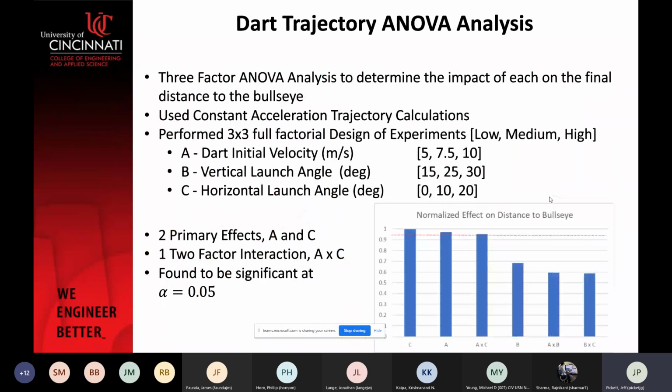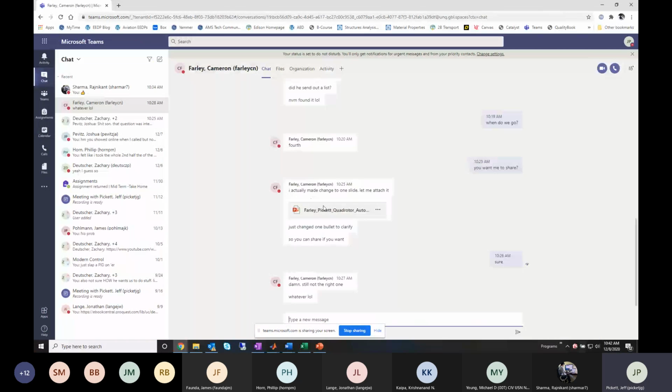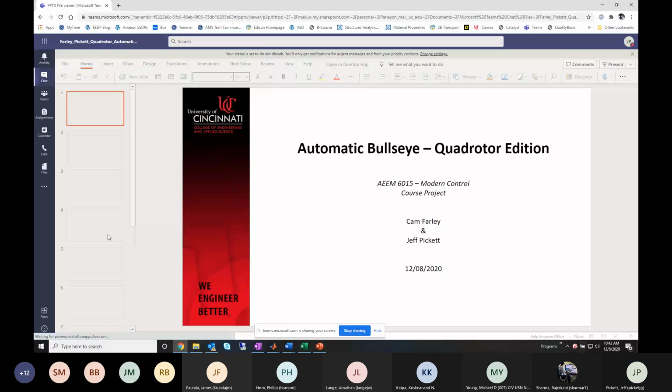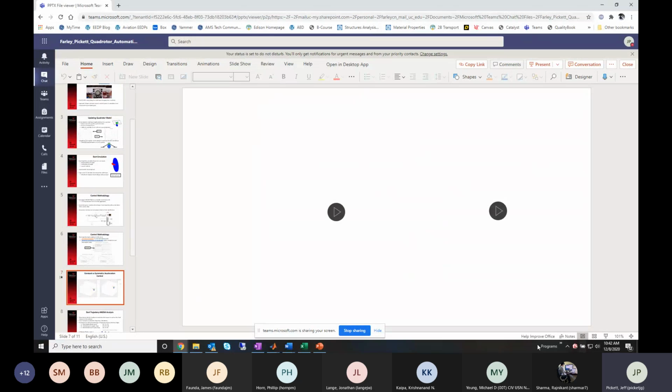Oops, I gotta go back. Sorry, Cam. It's okay. I should have done this not on Teams, but on PowerPoint. So what I'm going to show here is, oh, it's still loading.